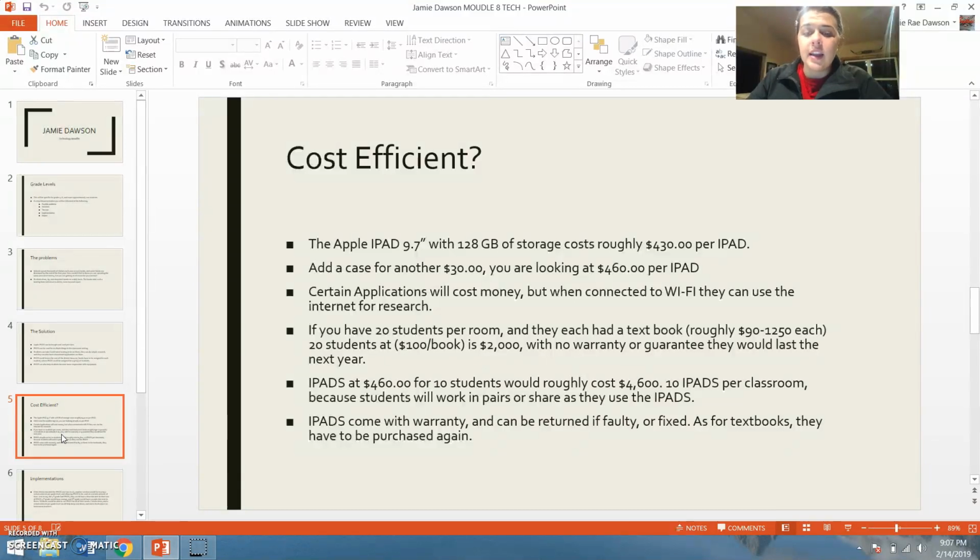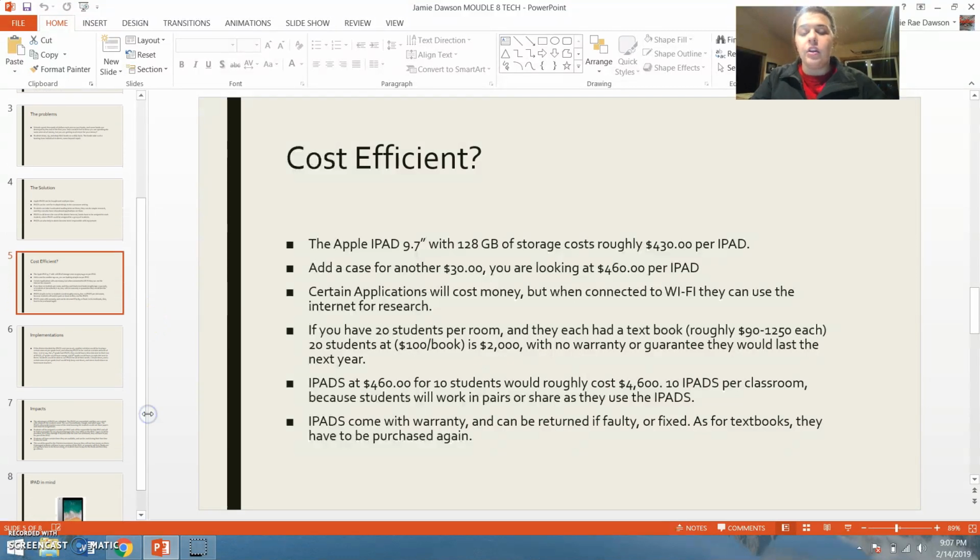iPads come with a warranty and they can be returned if faulty or fixed. As for textbooks, they will have to be repurchased again, like I had said earlier. So that's going to be something that y'all need to keep in mind. The iPads are warranted. They have a certain amount of warranty. They have updates available. And they're going to be a little bit hardier than the textbooks with the case on them, because with the case on them, they're going to protect the outer shell, the screen, and all that. So it's definitely, I think, worth the difference in cost. Because in the long run, I think it will save money. I think the iPads will outlast the textbooks.